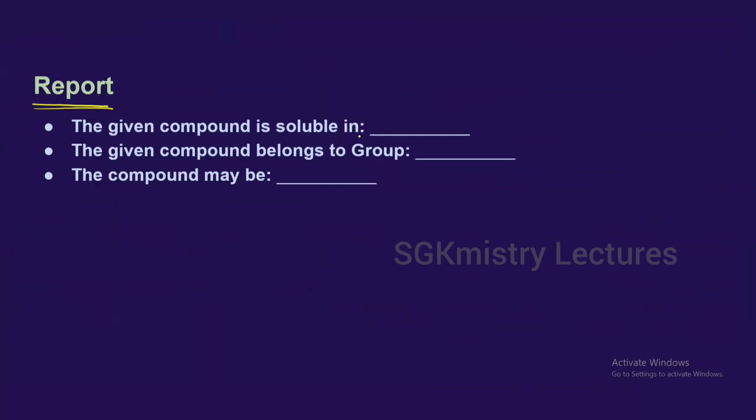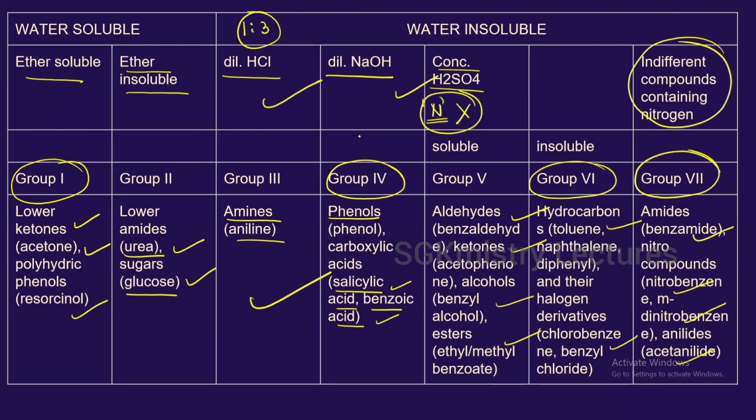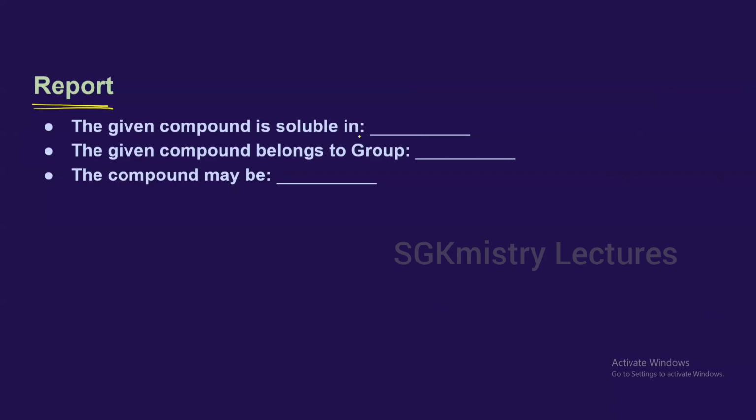Suppose it is soluble in ether, then you're going to write the given compound is soluble in water and ether. Okay. That is how you need to mention it when you're giving the report of this particular solubility test. Next, you're going to also write the given compound belongs to group. As I've already told, we have different groups like group 1, 2, 3, 4, 5, 6, 7. You need to write which solubility group that particular compound belongs to. Next, you're going to write the compound may be.